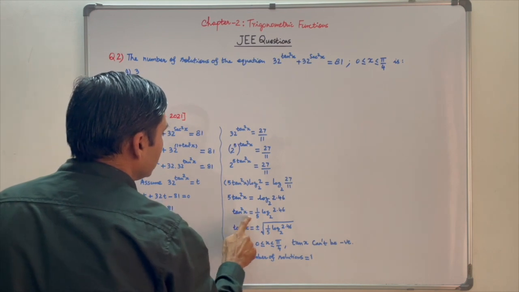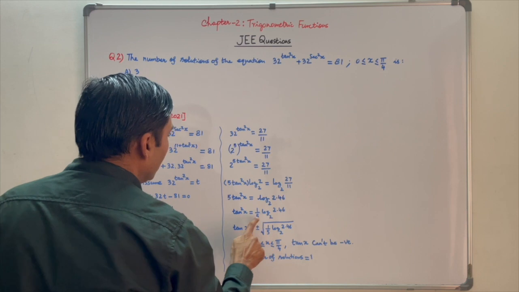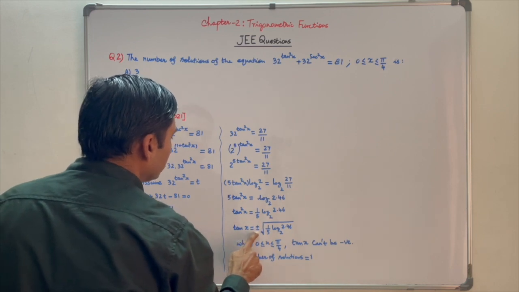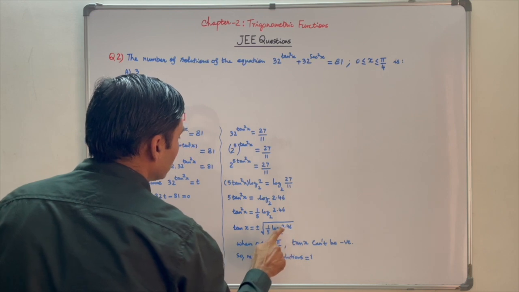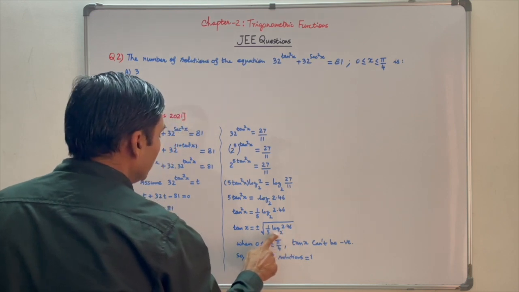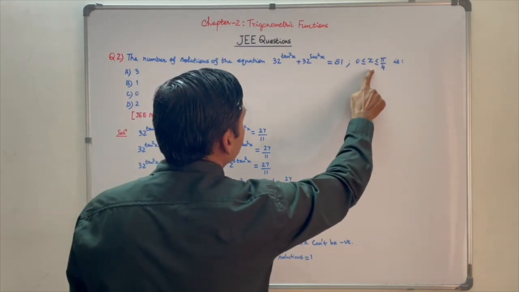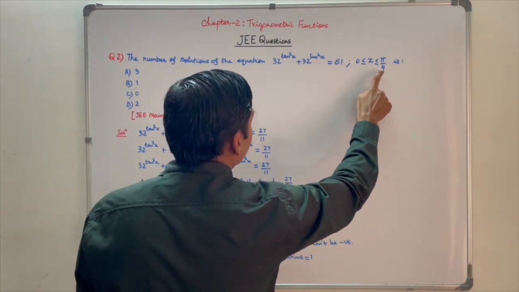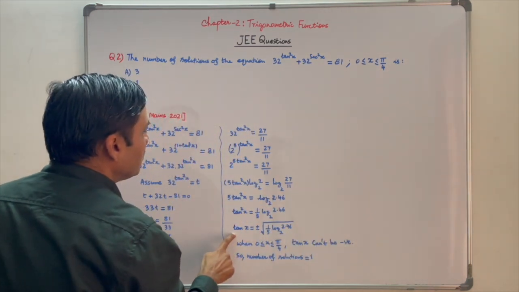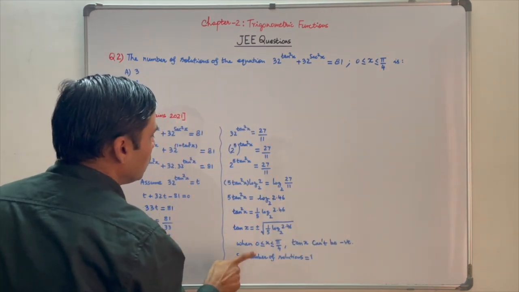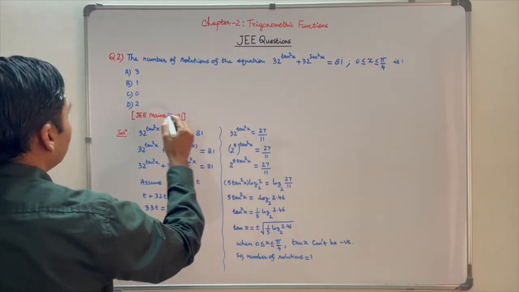or tan square x is equal to 1 by 5 log 2.46 to the base 2, or tan x is equal to plus minus under root 1 by 5 log 2.46 to the base 2. Now, tan x cannot be negative in the given interval when x lies between 0 to pi by 4, that is in first quadrant. So, tan x will be positive. So, there is only one solution in this case. So, number of solutions of the given equation will be 1.